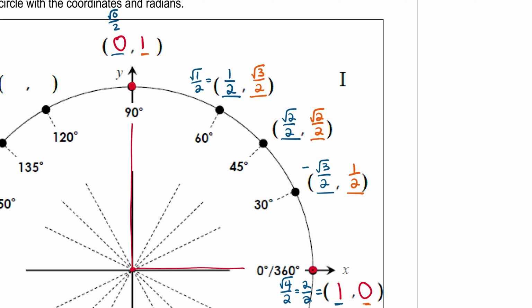And actually, I just noticed something. Let me get rid of those lines because they're not negative. I don't want you to think that. So again, I go 1, square root of 3 over 2, square root of 2 over 2, square root of 1 over 2, right, which is 1/2, and then 0, which is square root of 0 over 2. So that's my pattern.